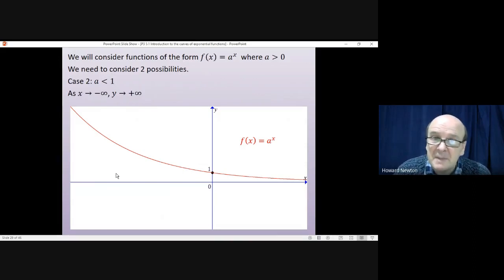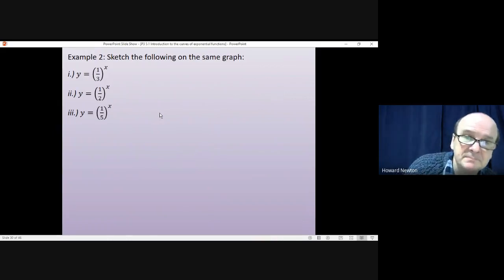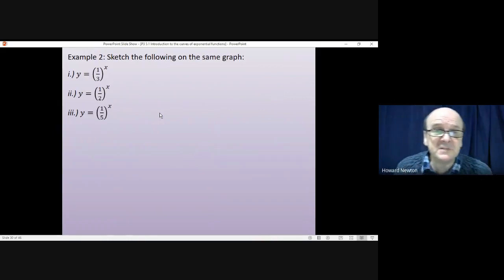And again, it doesn't matter what the value of a is. If a is less than 1, that will be the general shape that you get. Okay, a bit like the first example. Have a go at doing this. Sketch first of all y equals a third to the power of x, then a half to the power of x, then a fifth to the power of x, all on the same set of axes. Pause the video, have a go, come back to me when you're ready.